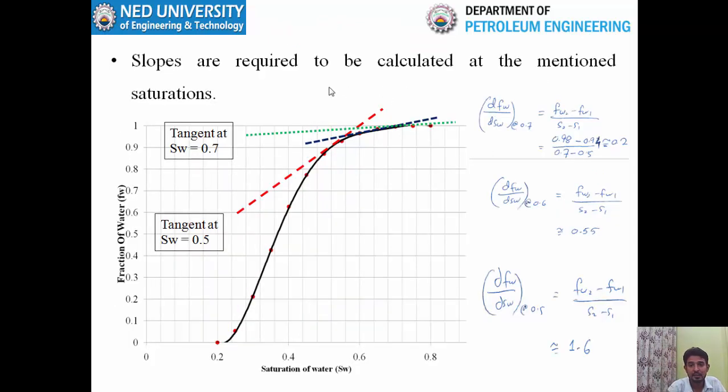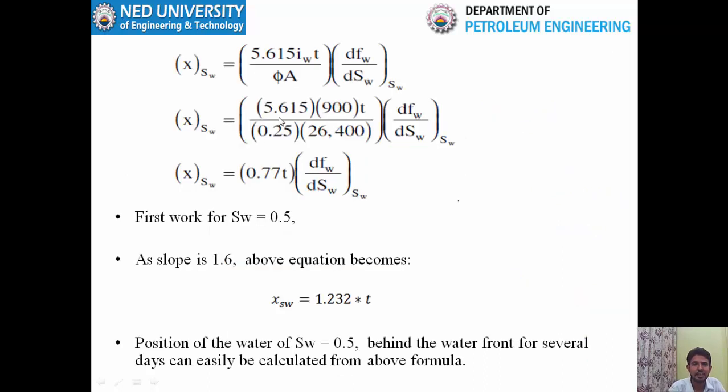We have done an exercise to calculate the saturation of our interest behind the waterfront. We have calculated the position where SW is equal to 0.5. We have calculated the position where SW is equal to 0.7, and the process is similar. You need to calculate the slope, and from the other fixed values you calculate the position.